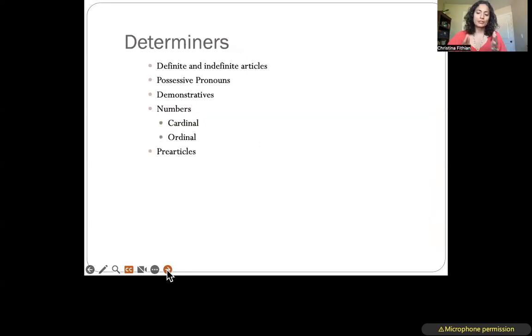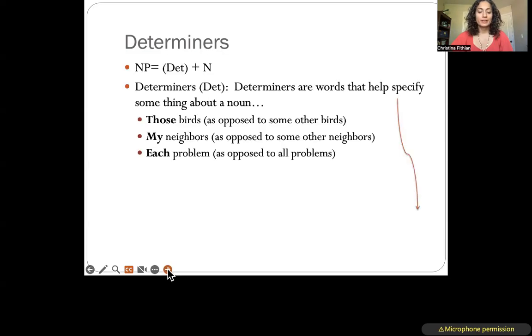Okay, so now we get to determiners, and this gets a little bit confusing because we have a lot of different types of determiners. The main types of determiners that you see here are 5 types: definite and indefinite articles, possessive pronouns, demonstratives, numbers, and prearticles. So I'm going to go over all of these. We may not get to all of them in class, but we'll get to as many as we can. Okay, so let's look at determiners.